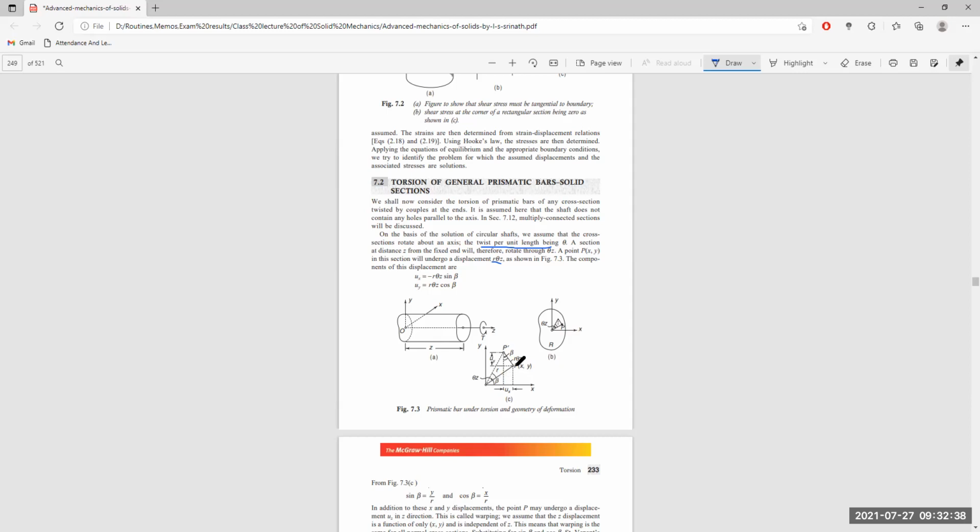This line is creating an angle beta from the x-axis itself. So ux is equal to minus r theta sine beta. Ux is the movement of point x from here. This is actually the movement of point x. So r theta z into sine beta is the movement itself.